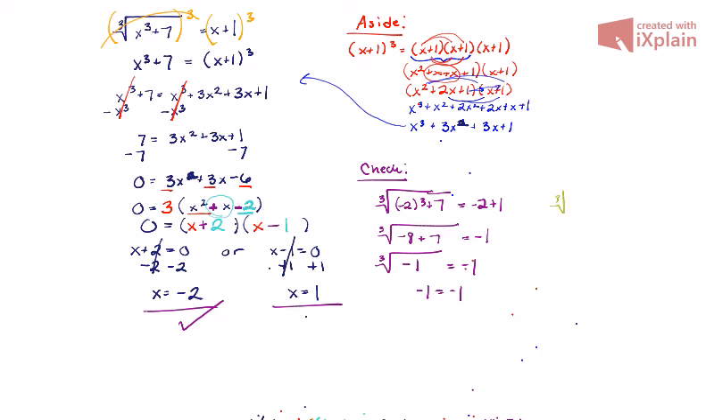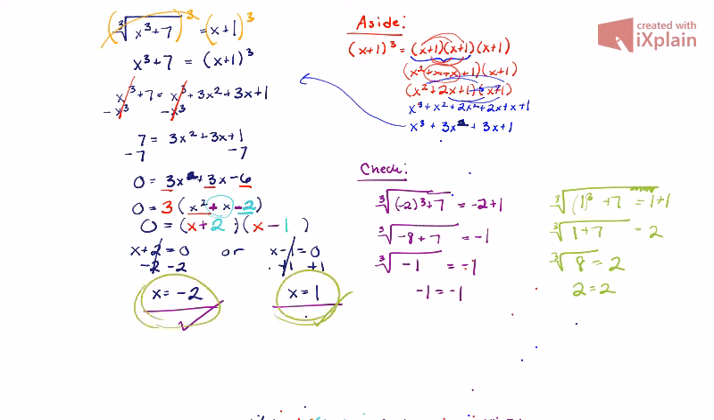So we have the cube root of 1 cubed plus 7 is equal to, sorry, I got a little over emphatic with my radical here, is equal to 1 plus 1. So then this gives me the cube root of, well, 1 cubed is going to just be 1 plus 7, and that's going to be equal to 2. This becomes the cube root of 8 is equal to 2, and the cube root of 8 is 2, so this also checks out. So both of these are solutions.